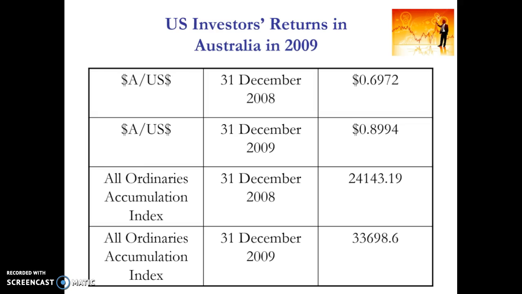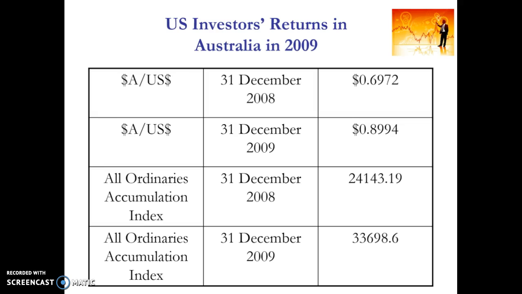One year where we saw particularly significant fluctuations in the exchange rate between the Australian dollar and the US dollar was 2009. So let's think about if you had been a US investor investing in Australia in that period. What we know about 2009 is that at the start of the year, one Australian dollar bought 69.72 US cents, whereas at the end of the year, one Australian dollar bought 89.94 US cents. Similarly, we also saw a substantial return on the All Ordinaries Index. The index value was 24,143 at the start of the year and 33,698 at the end of the year.